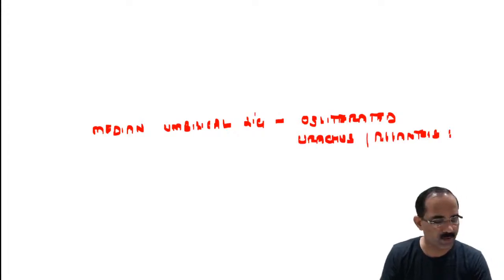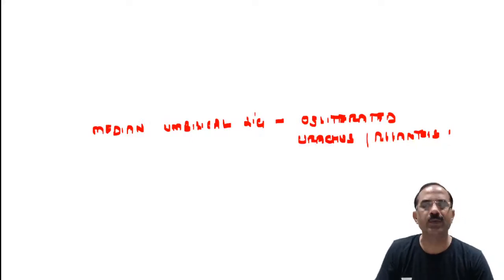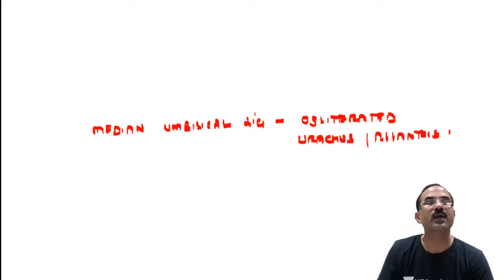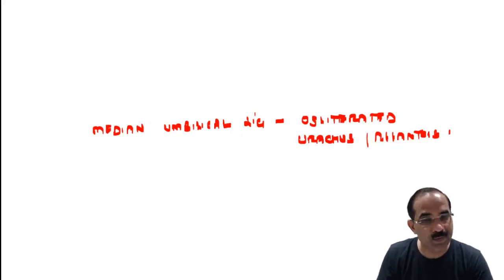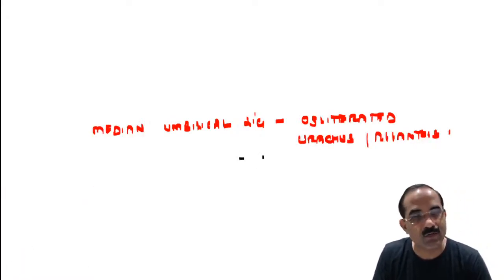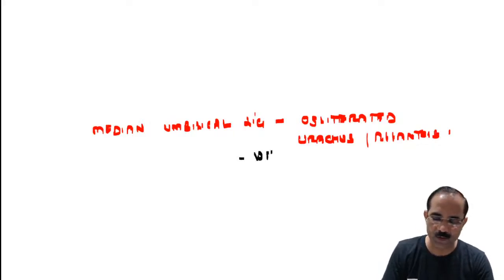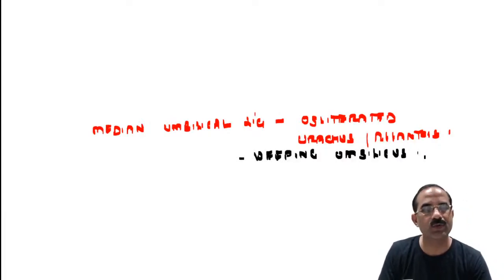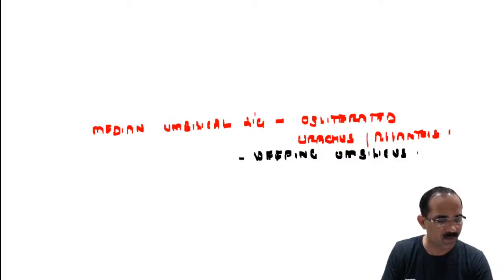Urachus or allantois. If this urachus does not obliterate, the child will be passing urine through the umbilicus, and this is what we call... anyone, what is this known as? A urinary fistula, or what is commonly called weeping umbilicus. The child passes urine through the umbilicus. Is that clear? Very good.